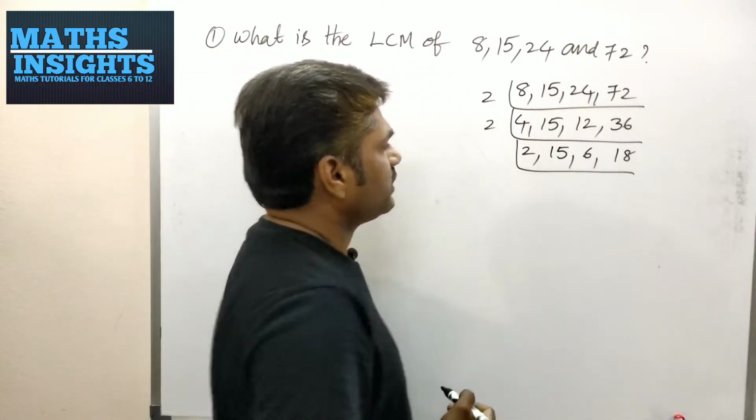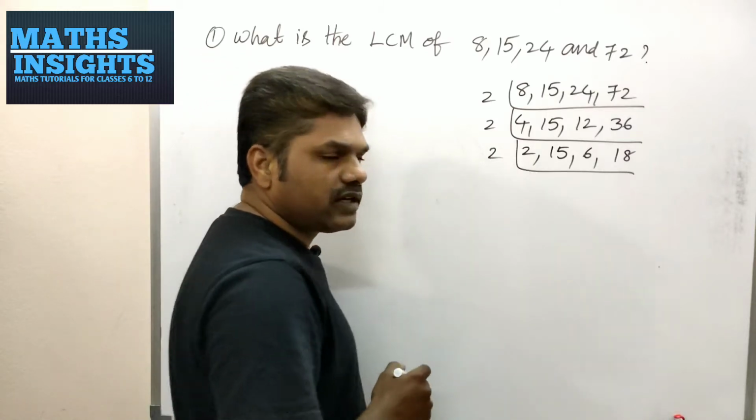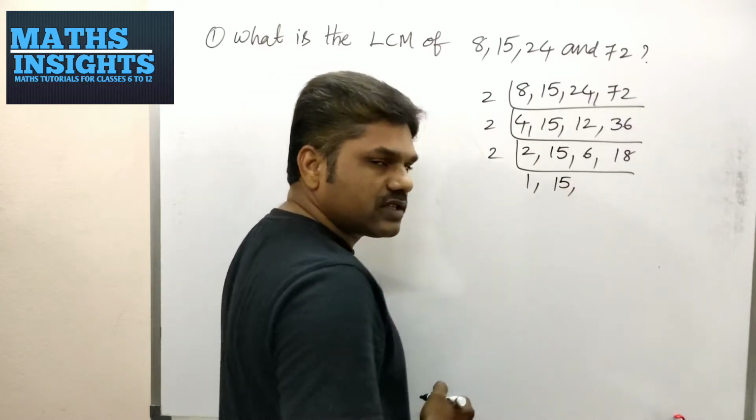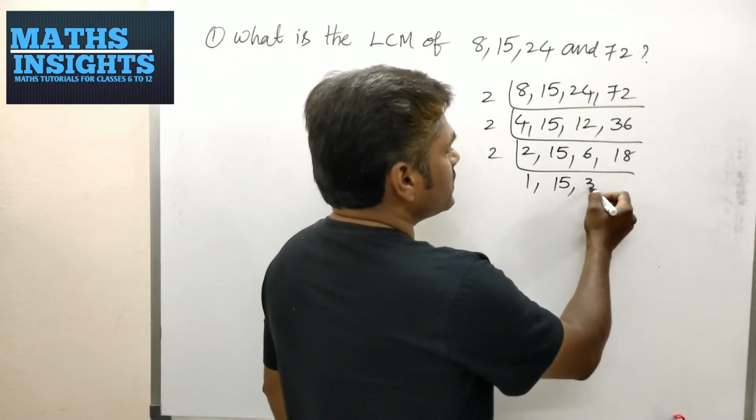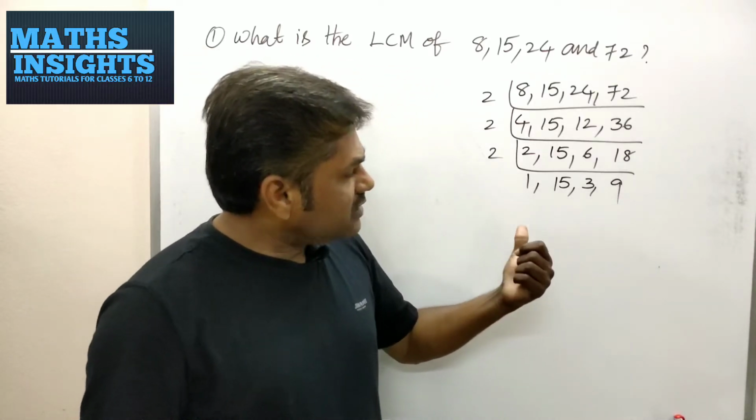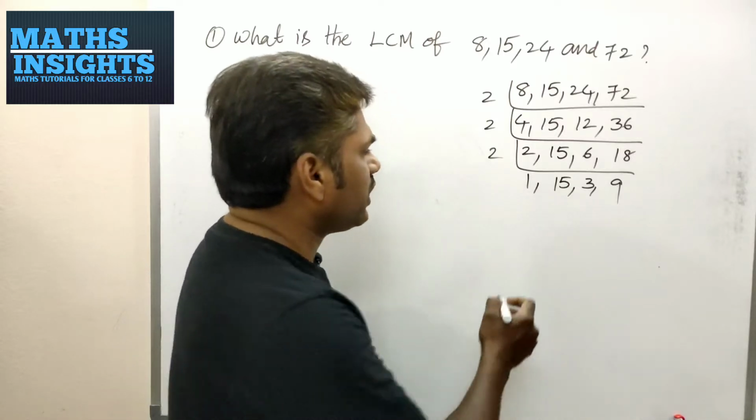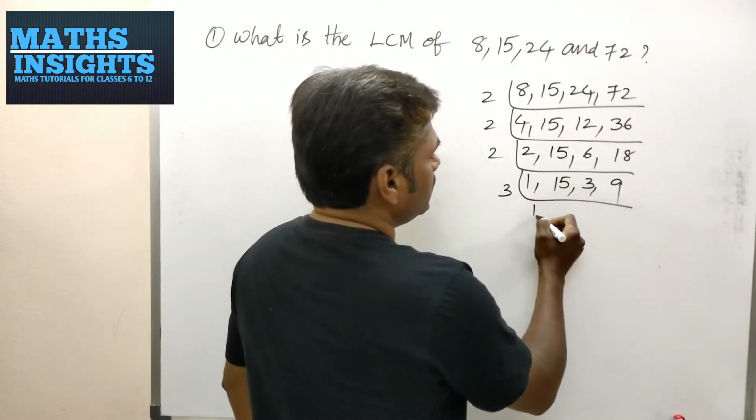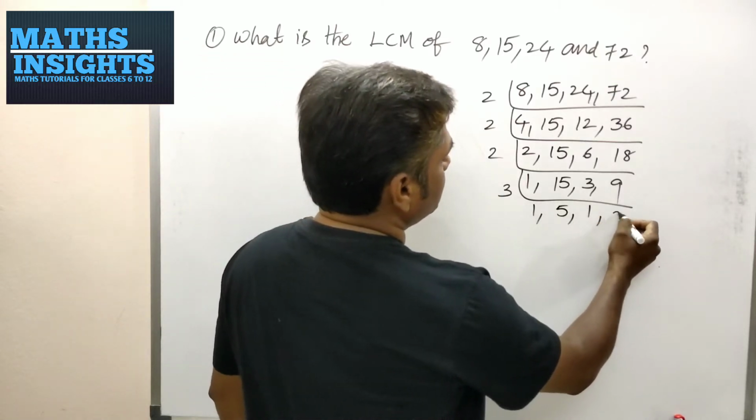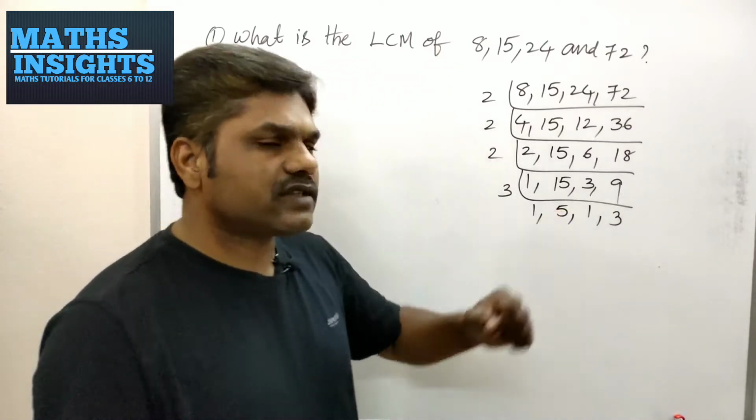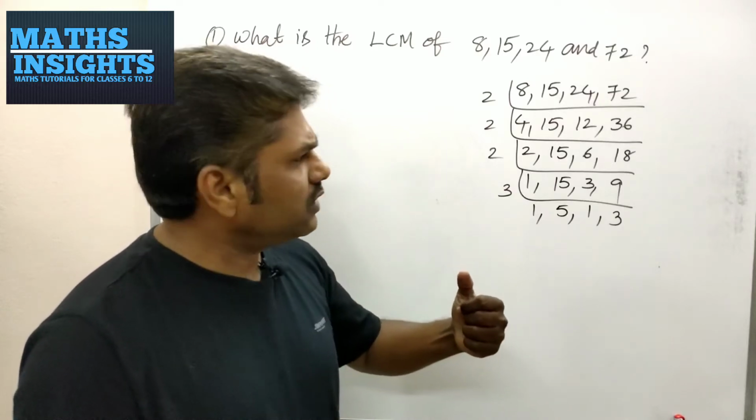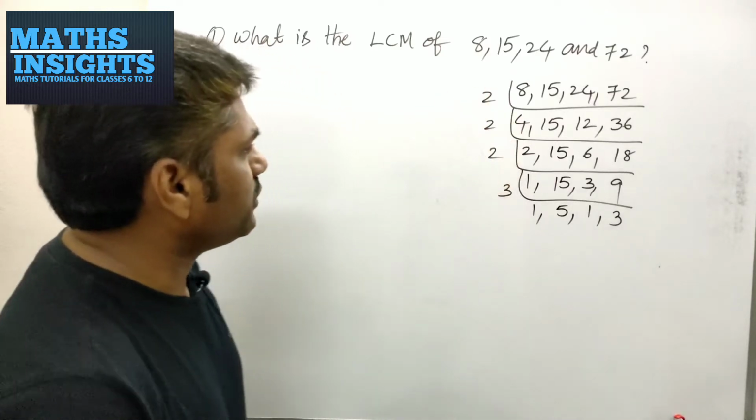Now, if you observe again, these are again divisible by 2 except 15. 2 1s are 2, 15 is not divisible by 2. 2 3s are 6, 2 9s are 18. Now these three are exactly divisible by 3. Therefore I am dividing with 3. So I am writing 1 as it is. 3 5s are 15, 3 1s are 3, 3 3s are 9. If you observe, all these are prime numbers, therefore you have to multiply all these prime numbers to get the LCM of these four numbers.